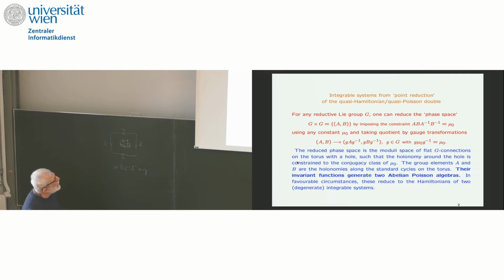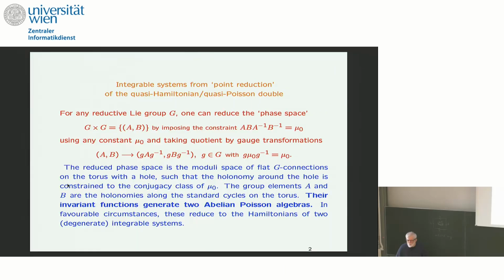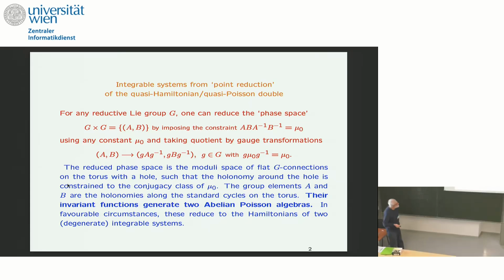Okay, and then take the quotient by the isotropy group of this moment value, where mu 0 is a moment value, and then we obtain this moduli space of flat connections. The invariant functions of the two matrices A and B, which are the holonomies on the two cycles on the torus, give two abelian Poisson algebras.